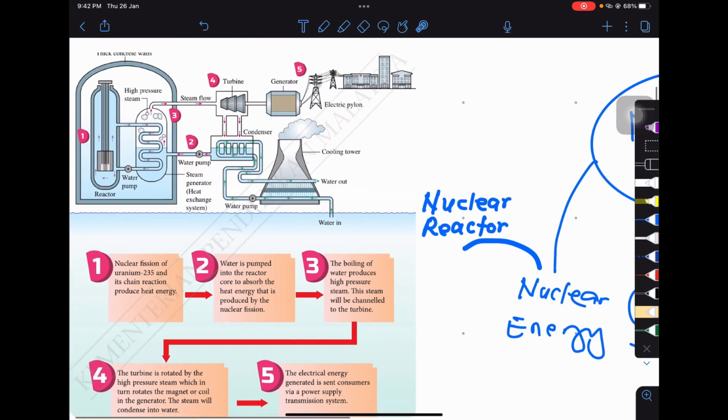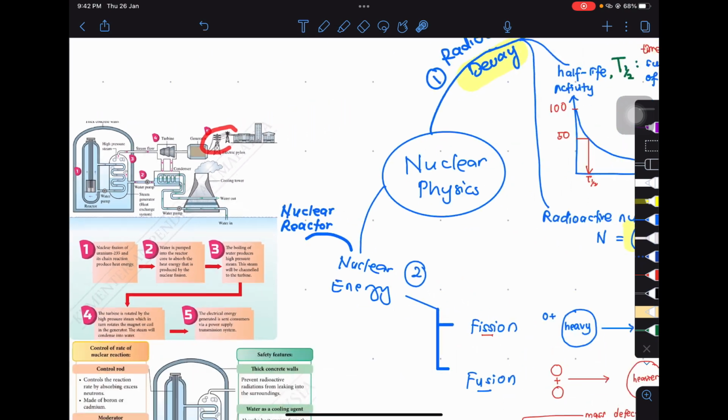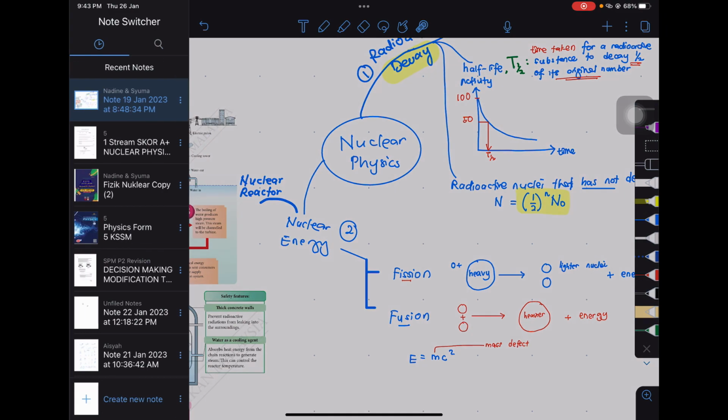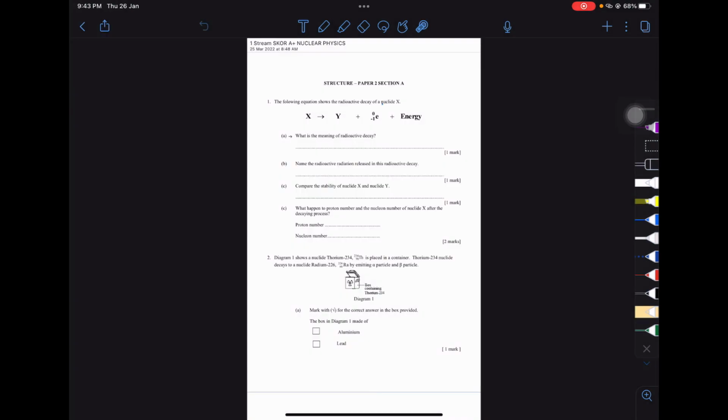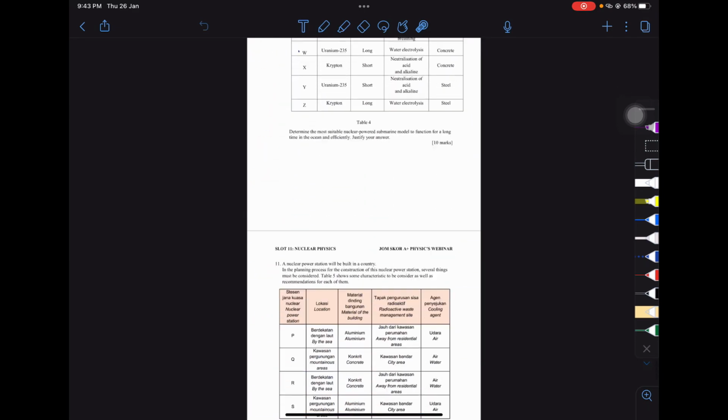So the change of energy: the energy from the nuclear fission or chain reaction here converts the heat into kinetic energy. Then that kinetic energy is transferred to electrical energy. So you need to know the process. Then we look at a few example questions. We are going to answer this question.